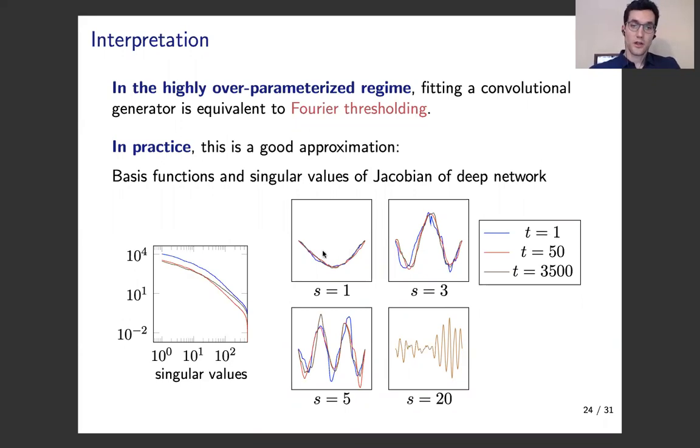So those are the singular functions or vectors, and you can see how they change across iterations. They definitely do not change very much, but they do change. Same for the singular values, right? So that's essentially what we lose in this approximation. That's where this last boost of performance between Fourier thresholding and what we actually observe comes from.